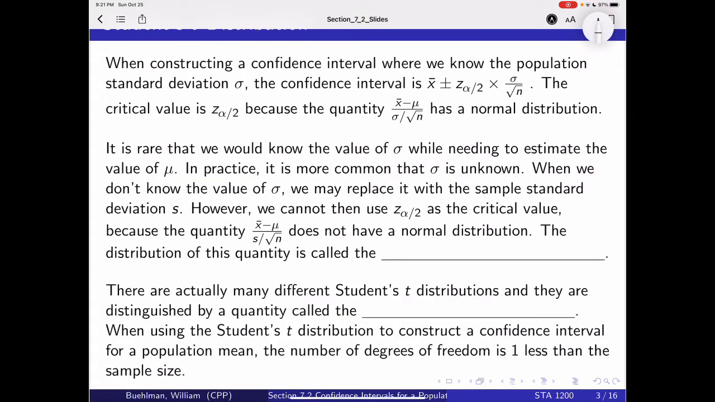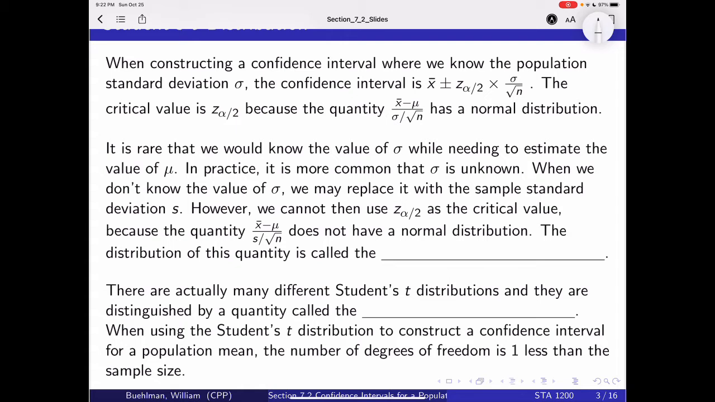When constructing a confidence interval where we know the population standard deviation, the confidence interval is the sample mean plus or minus the margin of error. The critical value is z alpha by 2 because the quantity right there has a normal distribution. It is rare that we would want to know the value of sigma while needing to estimate the value of mu. In practice, it is more common that sigma is unknown.